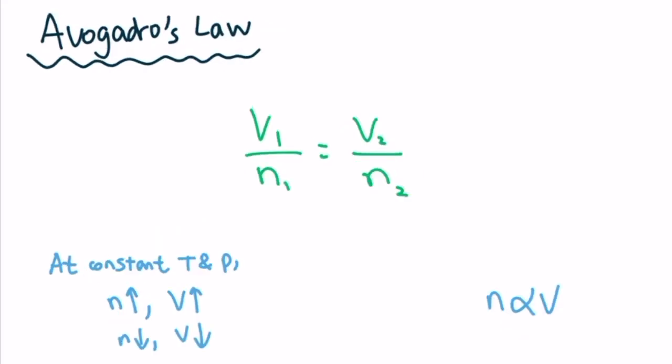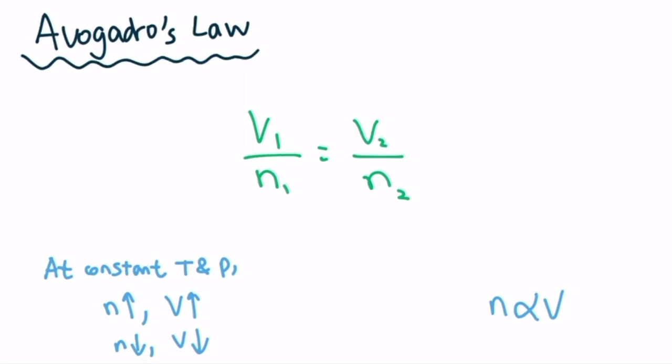Next up is Avogadro's Law, which states V1 over N1 is equal to V2 over N2. So here, N is proportional to V, right? And at constant temperature and pressure, as the number of particles increases, the volume will increase. And as the number of particles decreases, the volume will decrease. So equal volumes of gas have an equal number of particles.